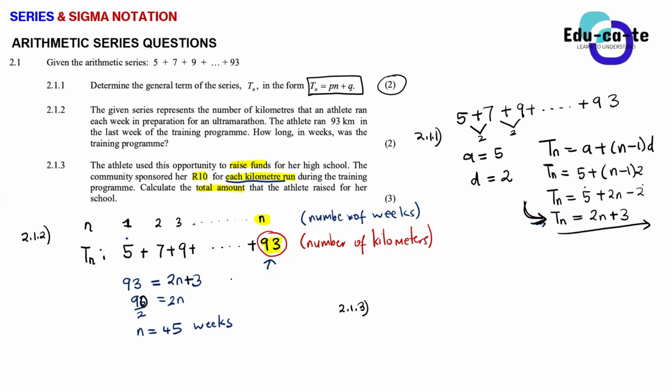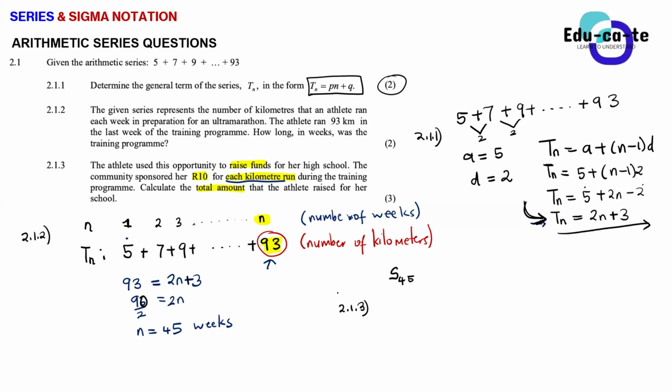We can just use the sum formula to sum up and see if we add these 10 rand for each kilometer run, what will we get? So what are we going to say? What sum are we going to get here, Sam? The sum of what? So we are going to get the sum of the last term, sir. The sum of 45 weeks.